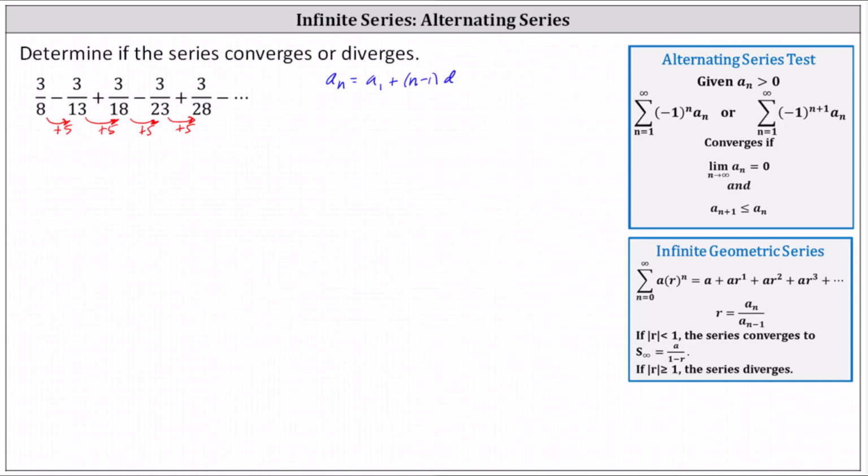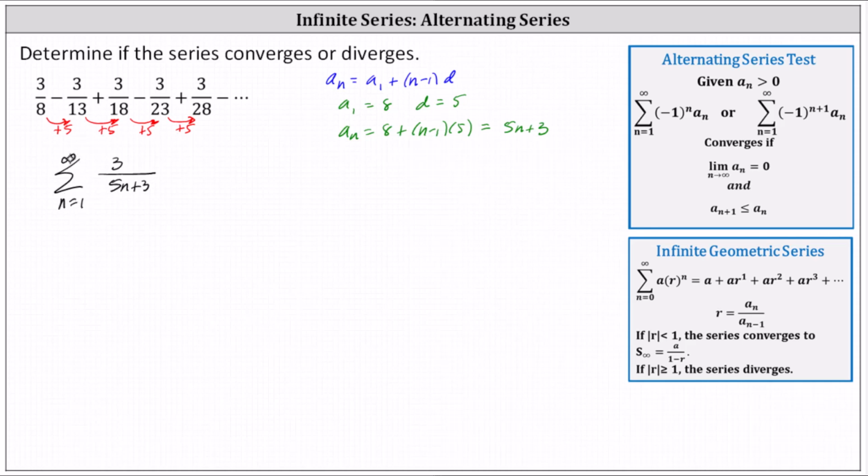In our case, a sub 1 is 8, and the common difference d is 5, which gives us a sub n equals 8 plus the quantity n minus 1 times 5. Simplifying, we have 8 plus 5n minus 5, which is 5n plus 3. So we have the sum, where the formula will have a numerator of 3 and a denominator of 5n plus 3, and n will start at 1 and approach infinity.